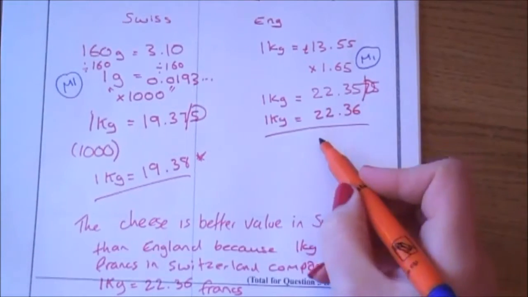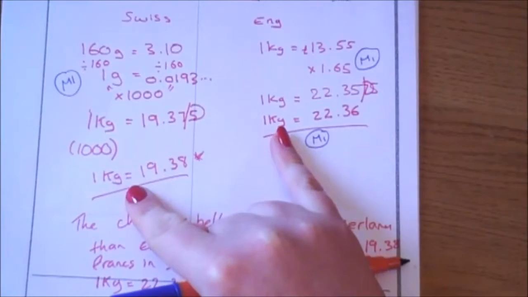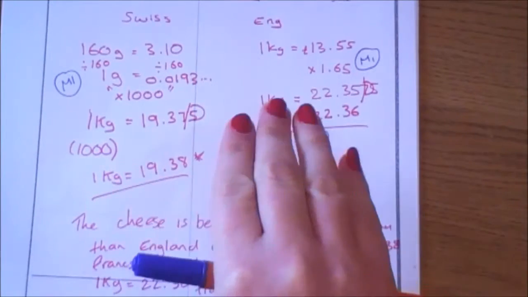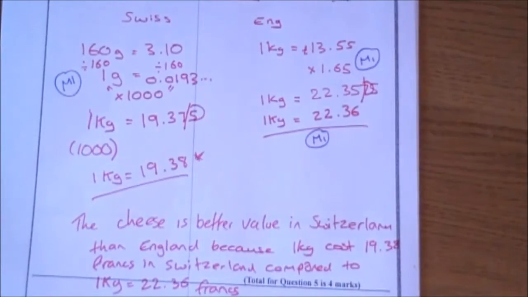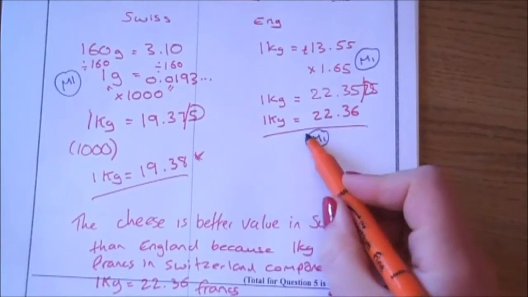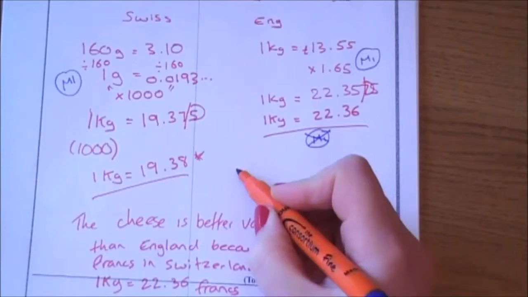The next method mark is for putting them as a standard unit. So by making them both a kilogram, I get 1 mark for that. If I had chosen to make them both a gram to compare, I would get the method mark also. And the fourth and final mark is... Oh, I'm wrong there. You don't get a mark for that. You get an answer mark.